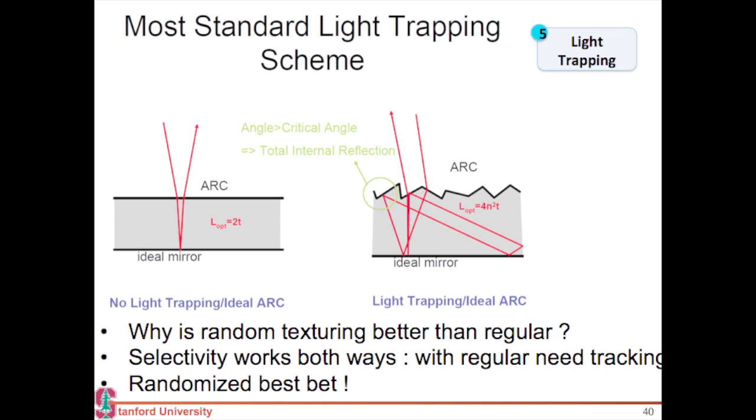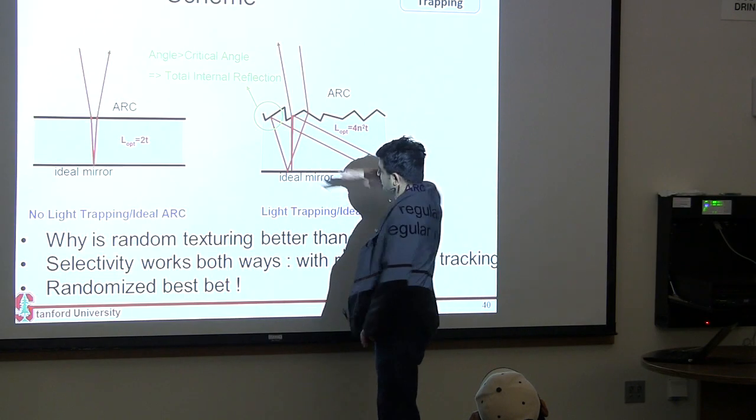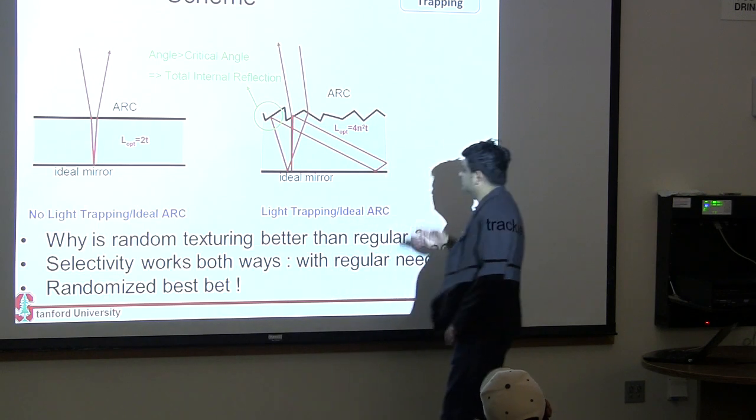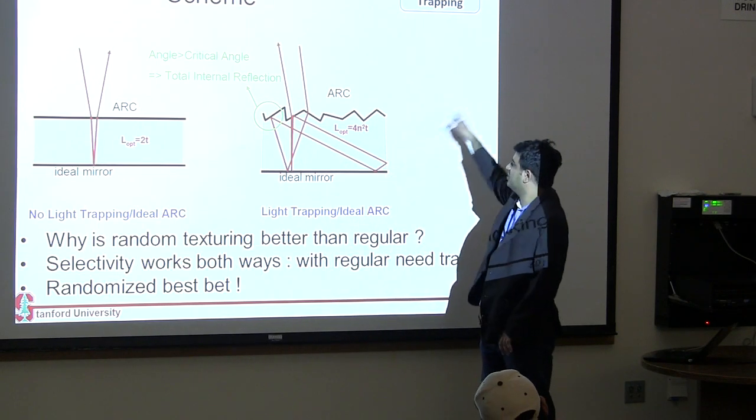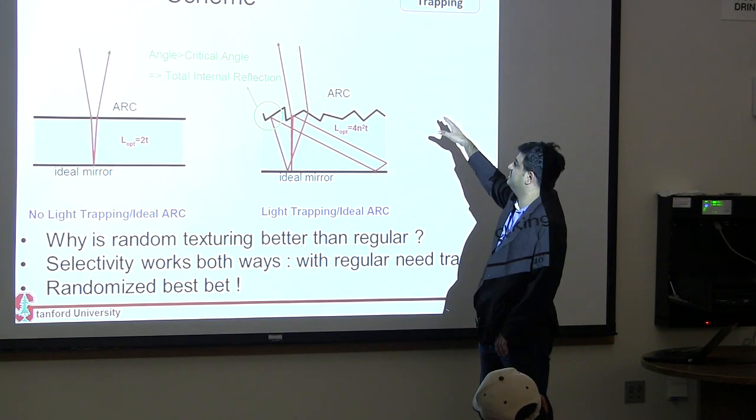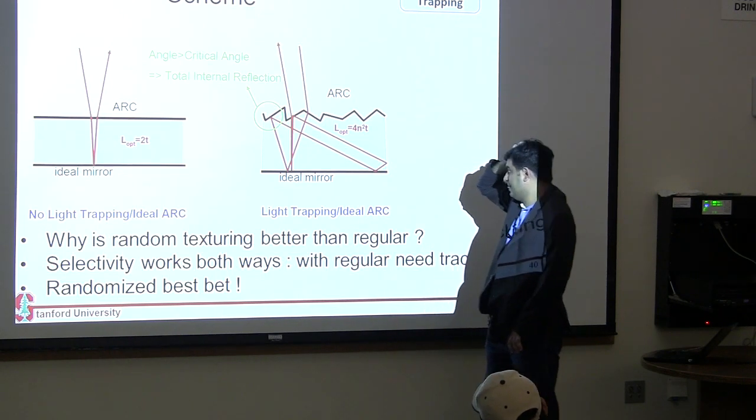And that, again, what it does is that for an incoming light, if you have a normal surface, it will just go like this and bounce back. What texturing does is that it bounces this light off at these larger angles, and then when it comes back, it meets the requirement for total internal reflection and does not go out.